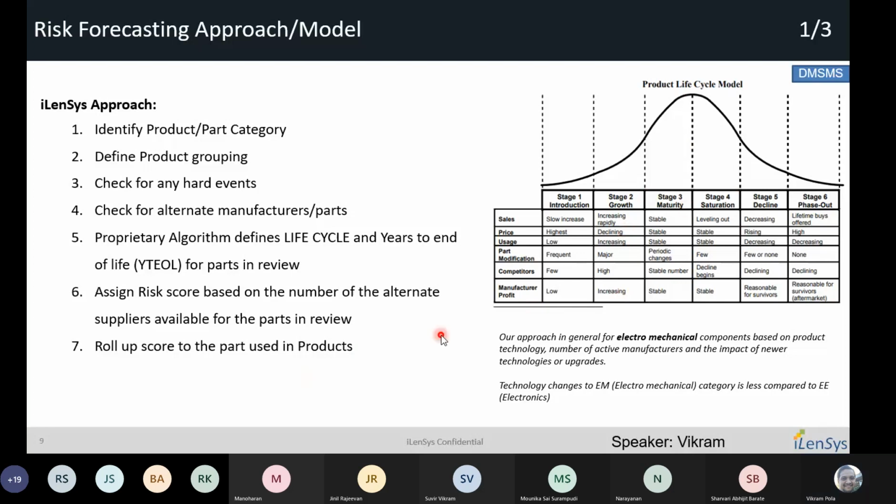So we make sure it still goes into the product stage, either stage 2 or stage 4. Our approach in general, mainly on the electromechanical components, focuses on the product technology, the number of active manufacturers, and the impact of any upgrades or newer technologies available. In general, you won't see much technology change in the electromechanical category when compared with the electronics or electrical category.